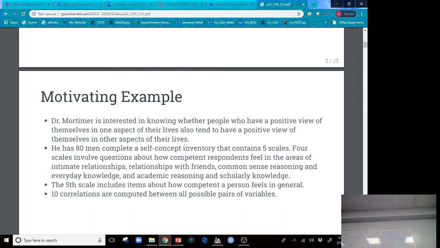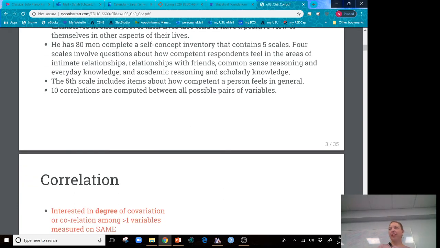So he doesn't just have A and B, he has A, B, C, D, E. So how many different ways can you pair those together? You could have A with B, A with C, A with D. Correlations or associations are done pairwise, so you have 2 variables at a time. So if you have 5 variables, you can come up with 10 ways to pair them together. A lot, isn't it? So we usually make a matrix out of it. Anyone seen a correlation matrix?